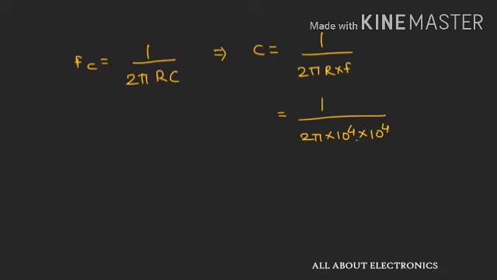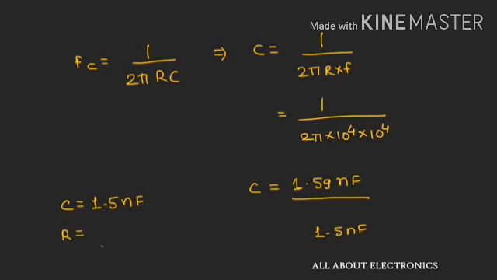Alright, so now the cutoff frequency fC can be given as 1 divided by 2 pi RC. So we can say that the capacitance C will be 1 divided by 2 pi R f. And if we put the value of this resistance and frequency, and find the value of capacitance, then we will get the value of C as 1.59 nanofarad. Now 1.5 nanofarad is a readily available capacitor in the market, and it is also very near to this value of 1.59 nanofarad. So we will take the value of capacitance C as 1.5 nanofarad, and earlier we had assumed the value of this resistance R as 10 kilo ohm.